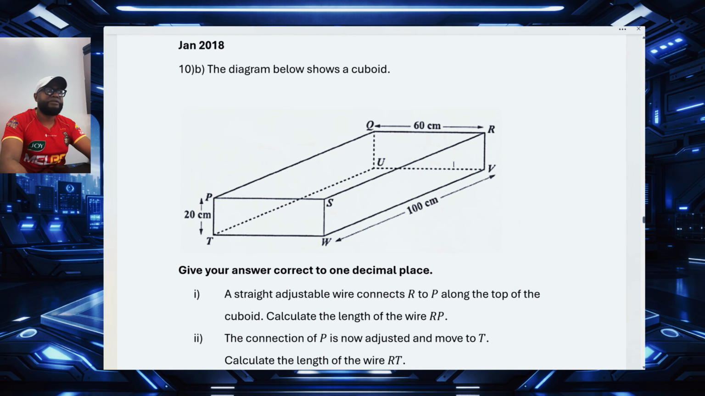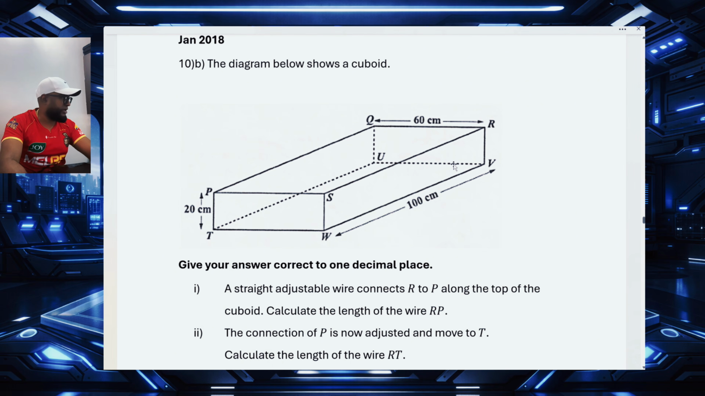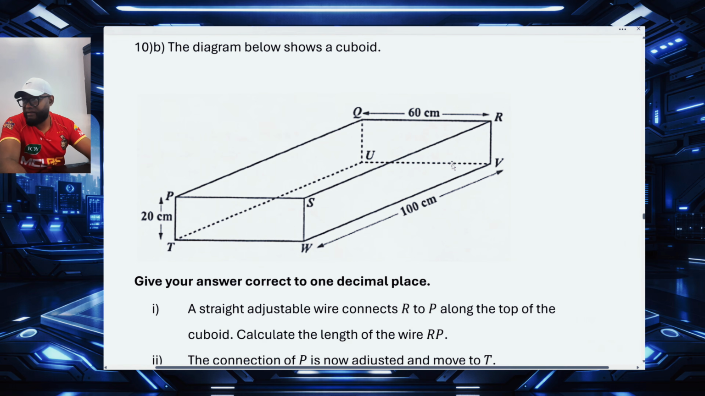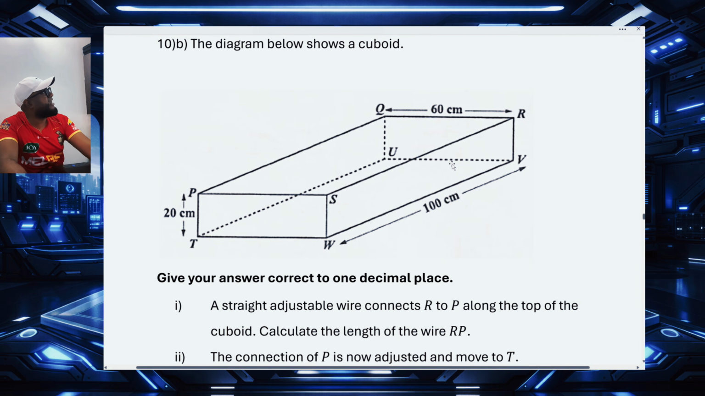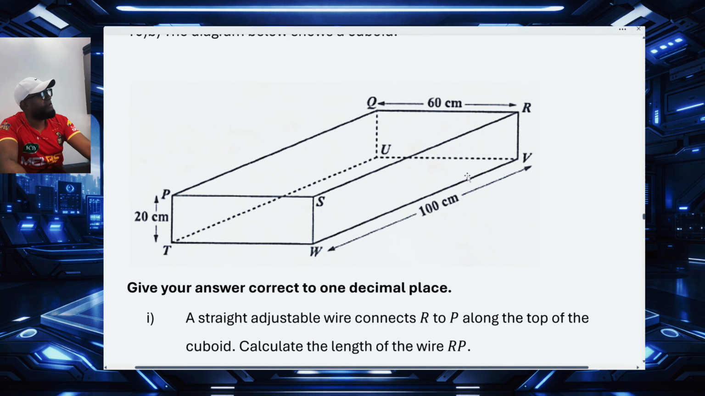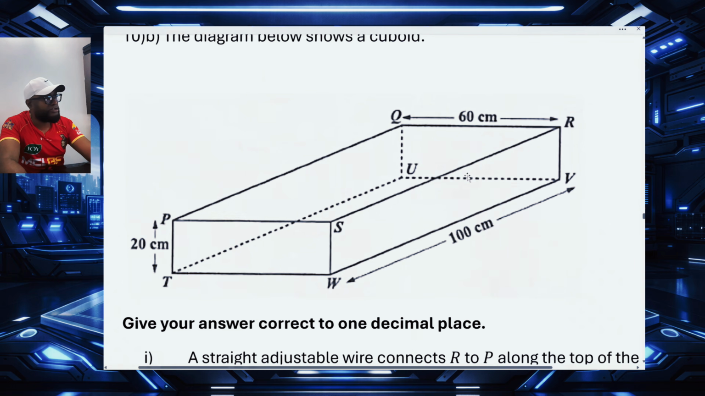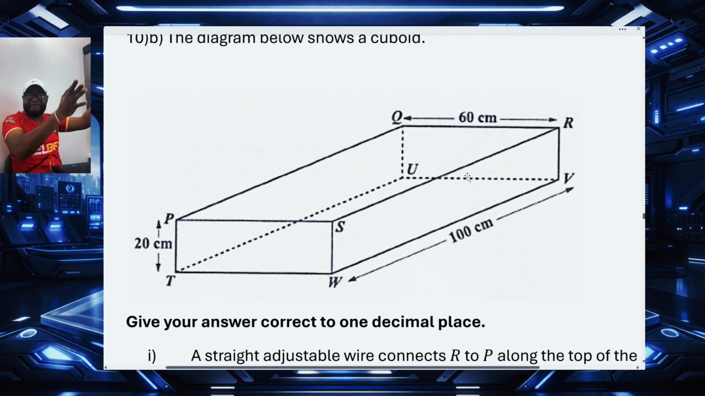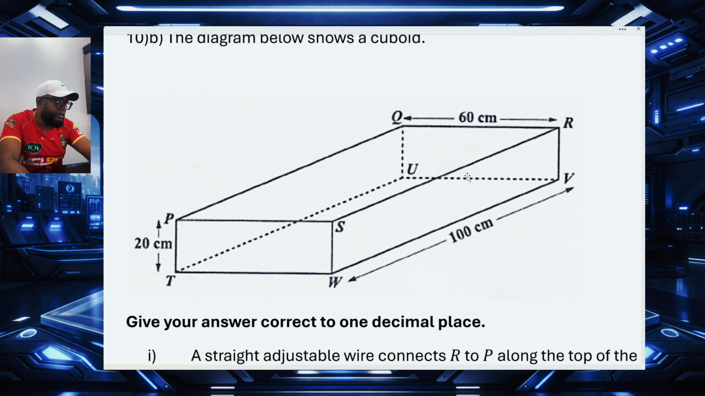Trigonometry, right? So this question was in January 2028. It's a past paper question. These questions you have to think. So this is a cuboid. Everybody seen the cuboid? Even though it is slanted, see it as a straight box. Now, give your answer correct to 1 decimal place. So wherever we work out now, we do it to 1 decimal place.